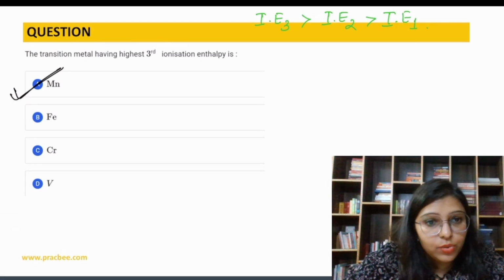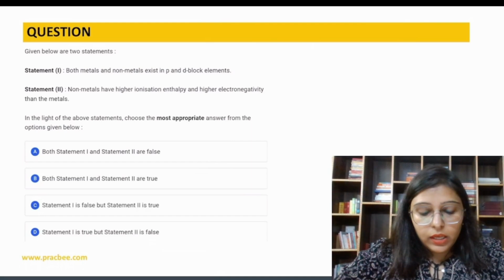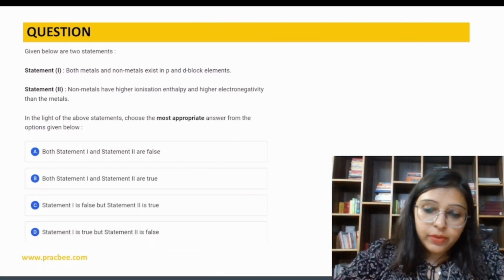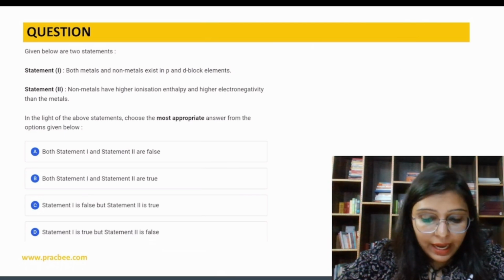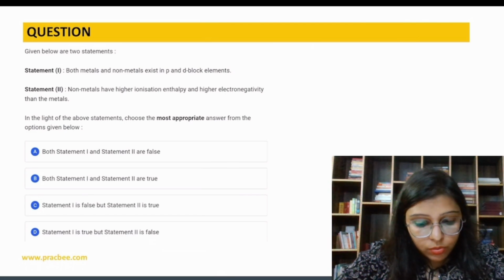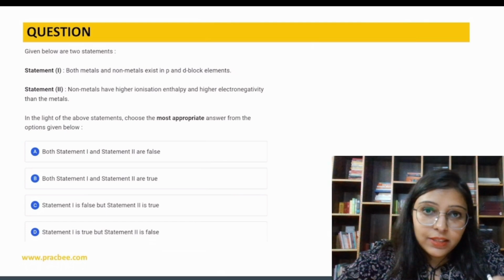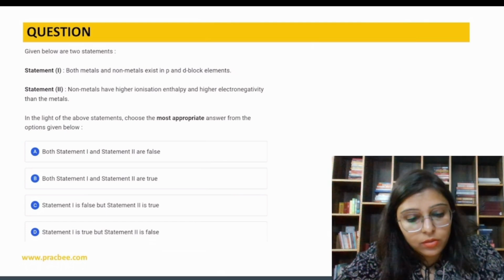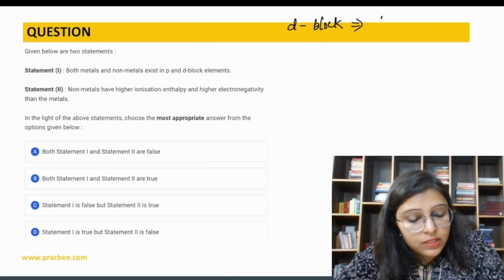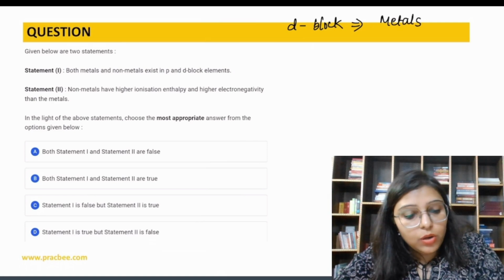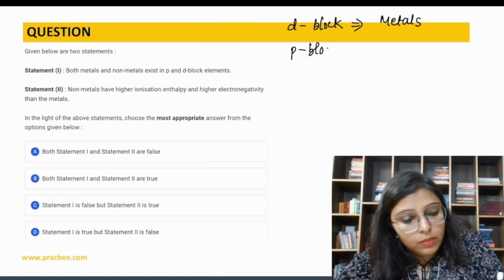So let's do the next question. Given below are two statements. Statement 1: both metals and non-metals exist in P and D block elements. Is it true? No, in D block elements we have metals. In D block elements we have metals. Non-metals lie in the P block only. In the P block we have non-metals.